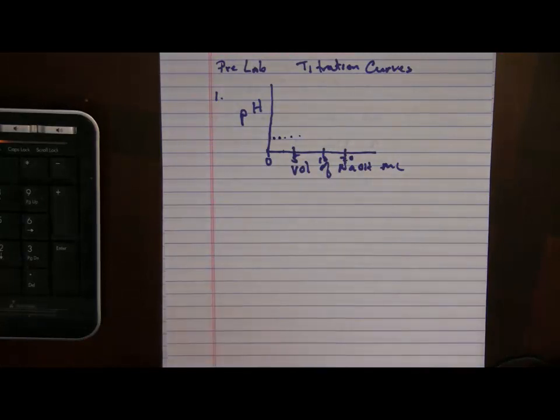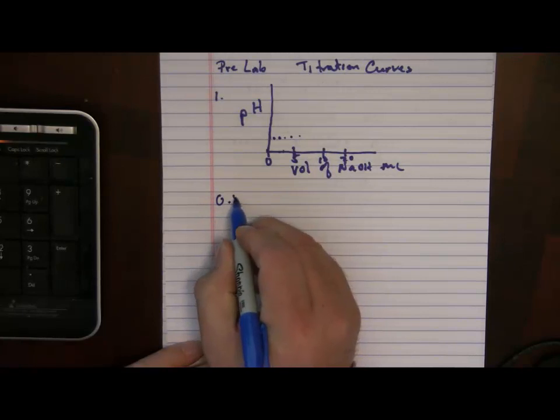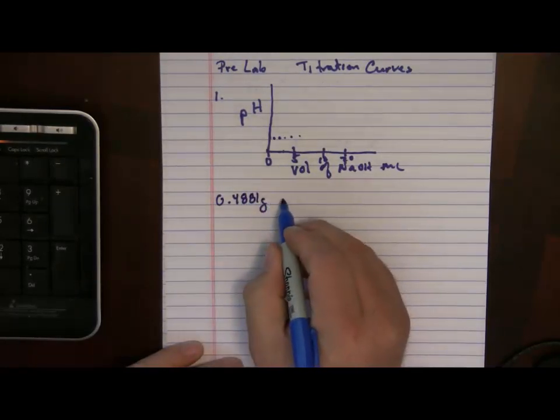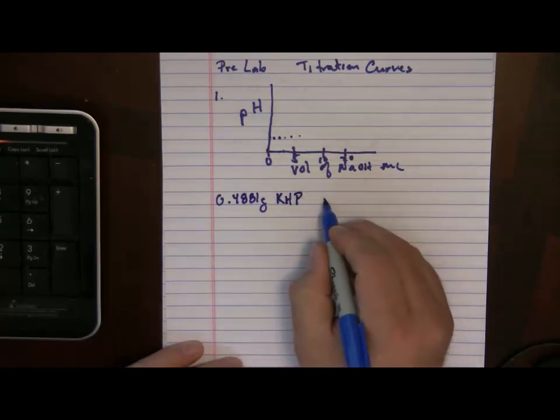The second question is, so we're given a 0. Each of these numbers will be different. Mine was 41 grams of KHP.